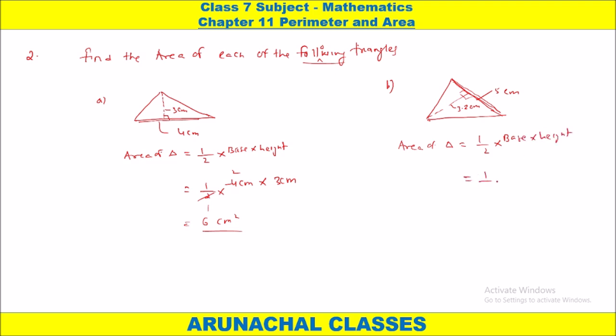So half multiply with base value is 5 centimeter and height is given as 3.2 centimeter. Now you can see here it will be half multiply with 5 multiply with 32 divided by 10. 2 is 2, 2 16 is 32, 5 is 5, 5 2 is 10, 2 is 2, 2 8 is 16. So it will be 8 centimeter square. That is the area of this triangle.